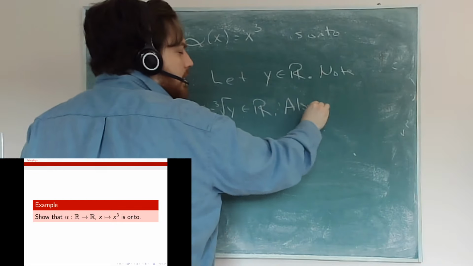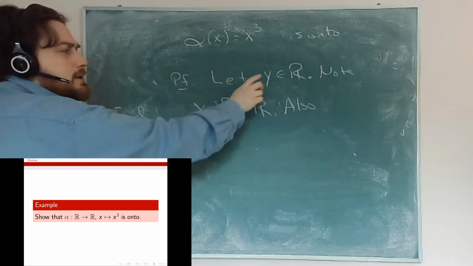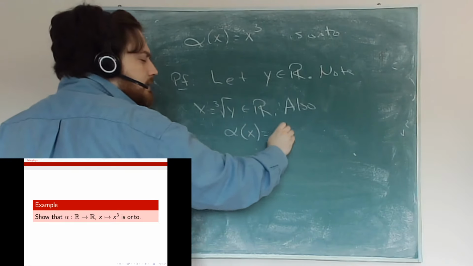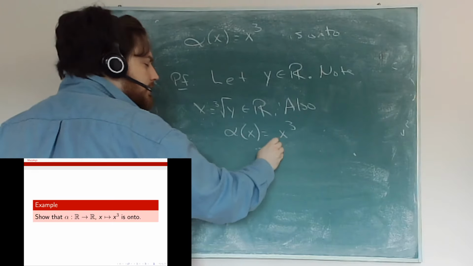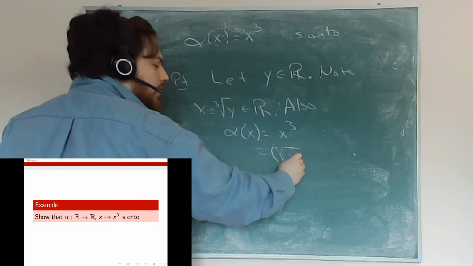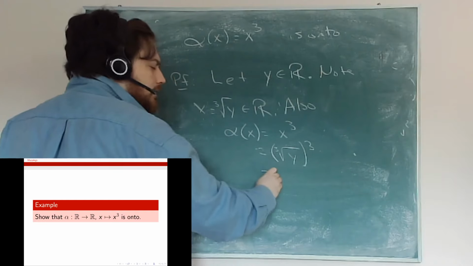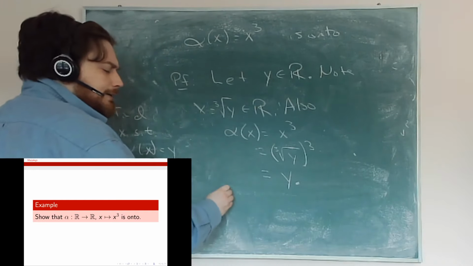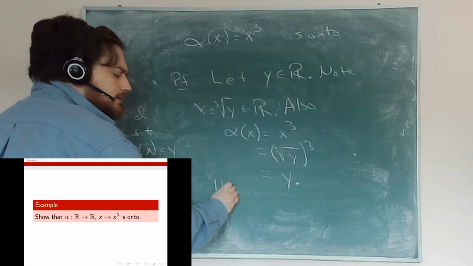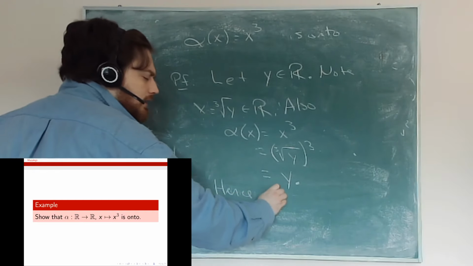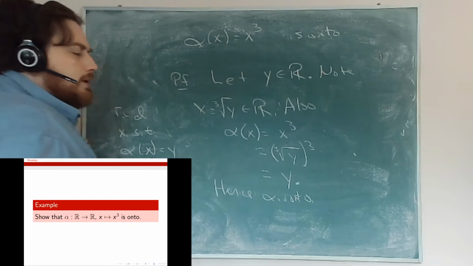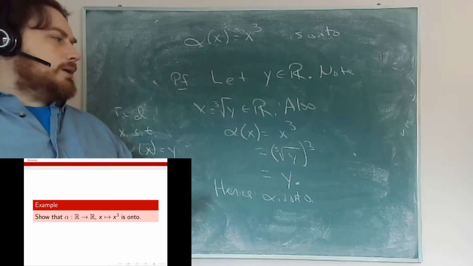Also, now we have to show that this x gets mapped to this y. So alpha of x is equal to x cubed, which is equal to the cube root of y, cubed, and the cube root and cubing cancel out, and we just get y. Hence, alpha is onto. Because we let y be arbitrary, this is going to work for any real number y.